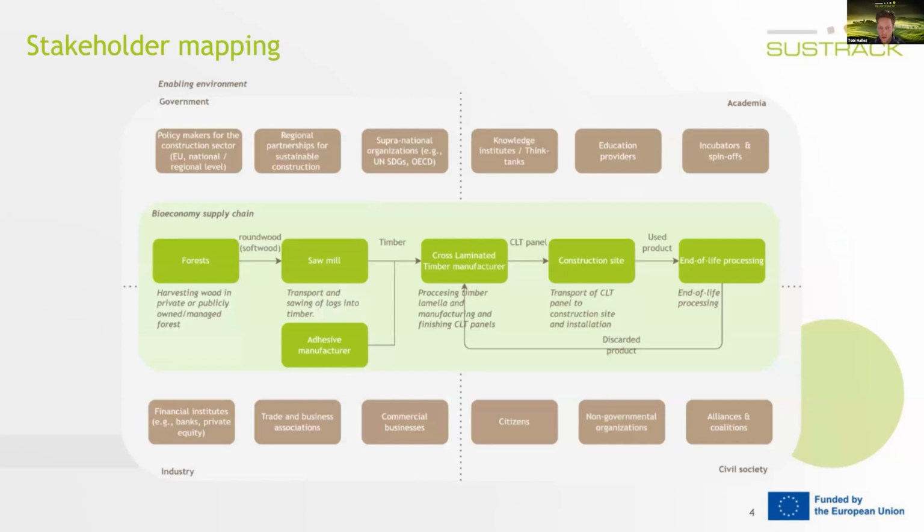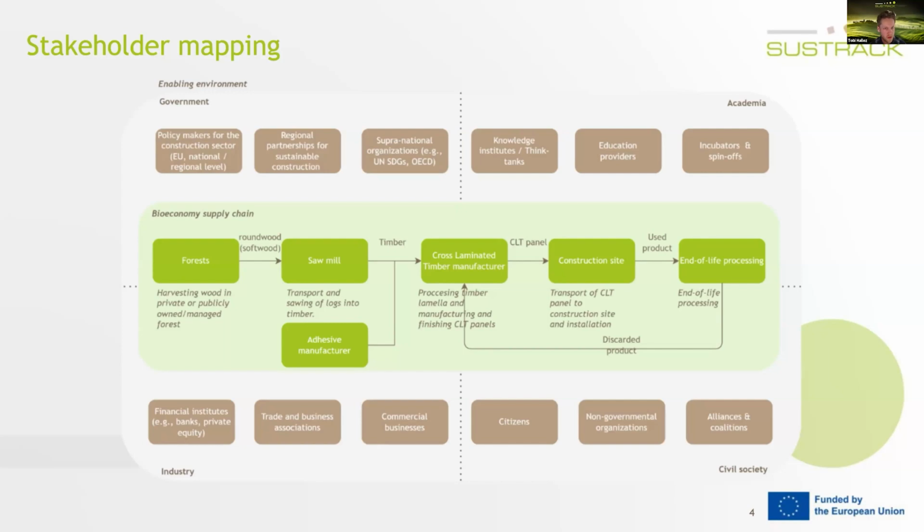Then we also have mapped all of the stakeholders who are involved within the cross-laminated timber value chain. Let's maybe start first with the bioeconomy supply chain itself, which of course starts with the woods or forests, which need to be managed and harvested sustainably. Then the building blocks, which are of course the lumber and the adhesives that need to be used for the actual manufacturing of cross-laminated timber. Then the next step is of course the installation, but also the design and the construction of buildings with CLT. And then at the end of the life of CLT, there is the potential to reuse it or to recycle it or bring it back within the supply chain.